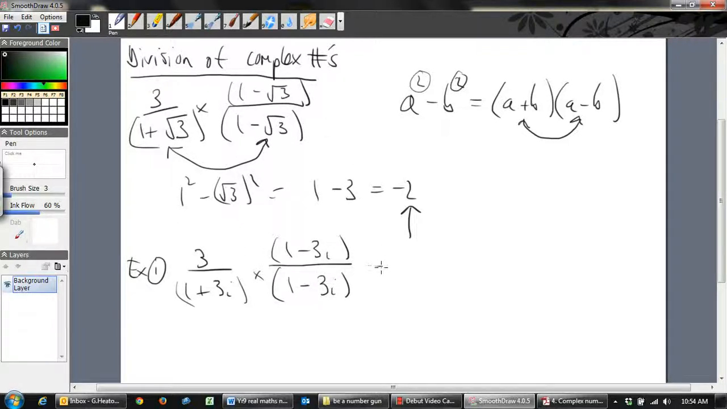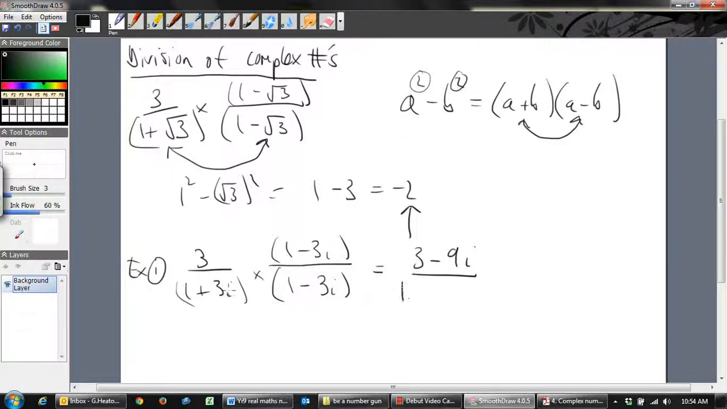Okay, so let's multiply the top line. What's 3 times 1 minus 3i? That's 3 minus 9i. On the bottom line, I'll do it the long way for the first time, but you'll see it's just a squared minus b squared. Okay, so let's multiply it out.